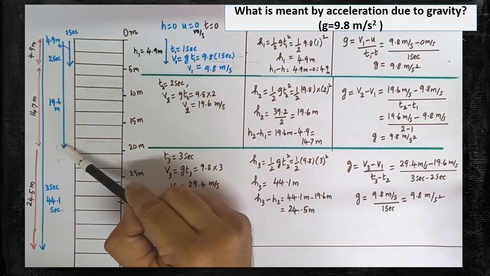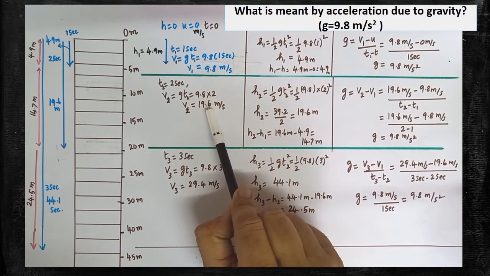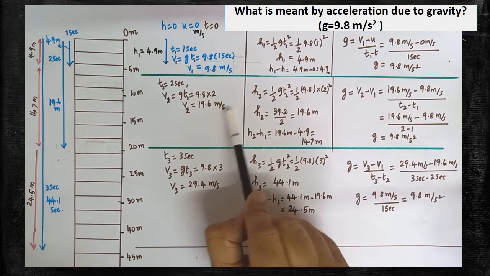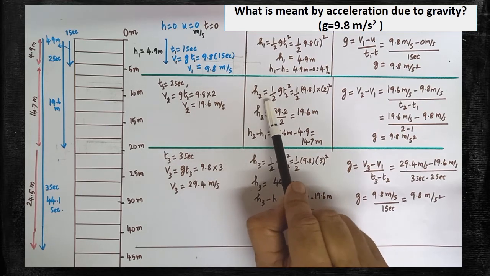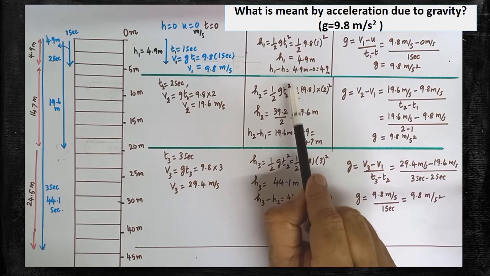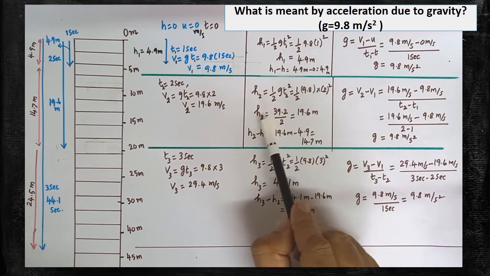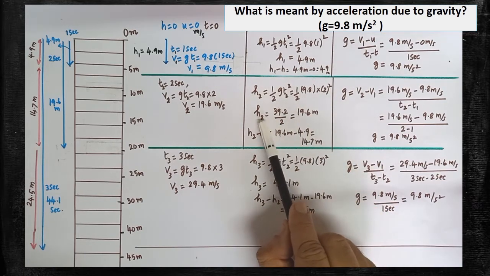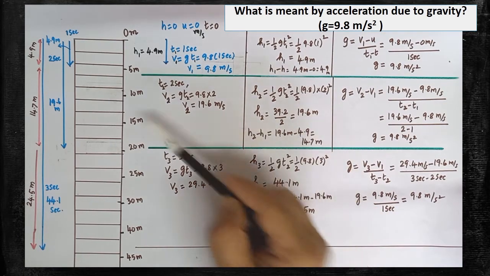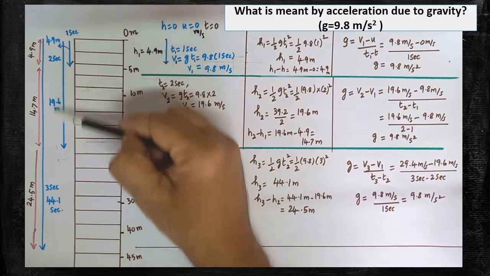At the end of 2 seconds, what would be the velocity? 19.6 meter per second. What would be the height? h2 is equal to half gt2 square, which is half into 9.8. After 2 seconds, we are calculating 2 square. Calculate everything. Now you are able to calculate the height up to which it is coming down.